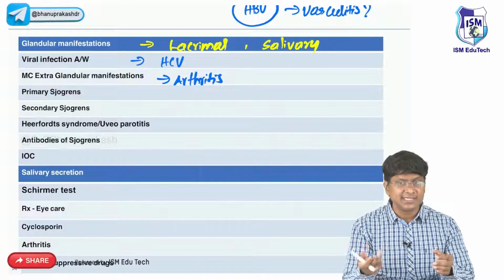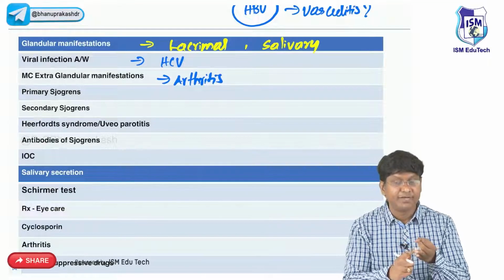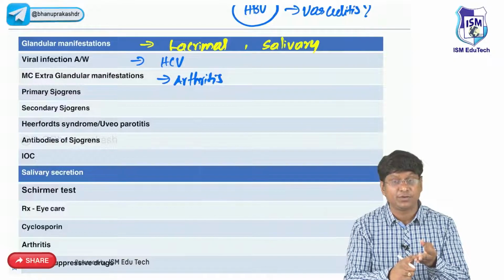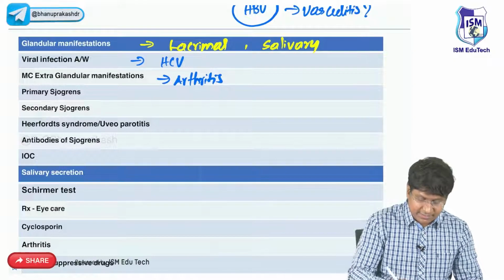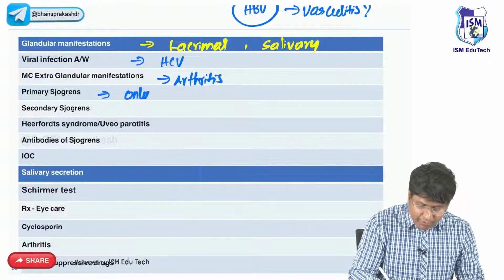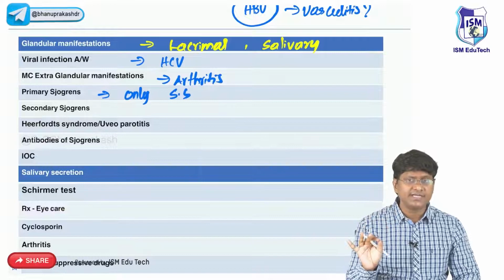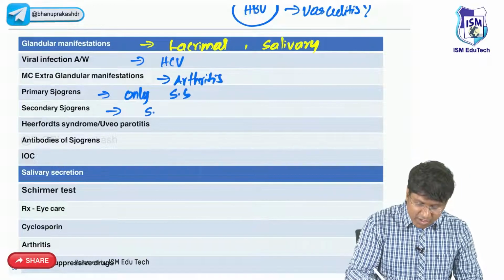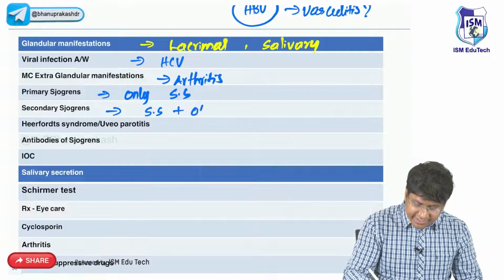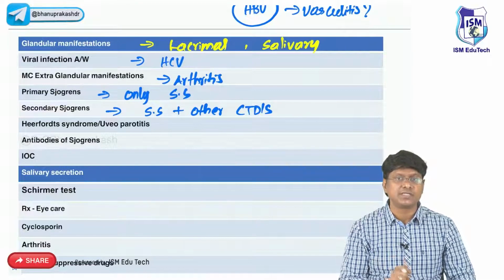Along with arthritis, the other manifestations that they can have are Raynaud's phenomenon, renal tubular acidosis, vasculitis, and there can be also lymphoma. Now you take primary Sjogren's. Primary Sjogren's means you have only Sjogren syndrome. That means dry eyes, dry mouth, and extraglandular manifestation. Secondary Sjogren's means along with Sjogren's, it is associated with other connective tissue disorders, right? That is called secondary Sjogren's.